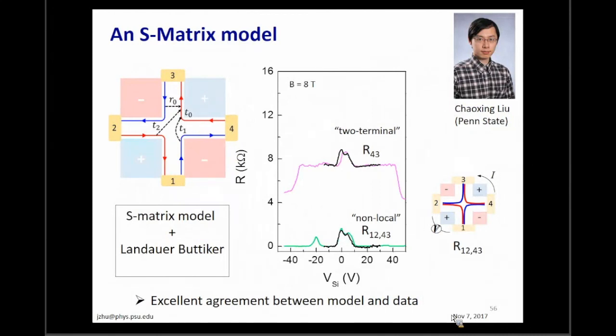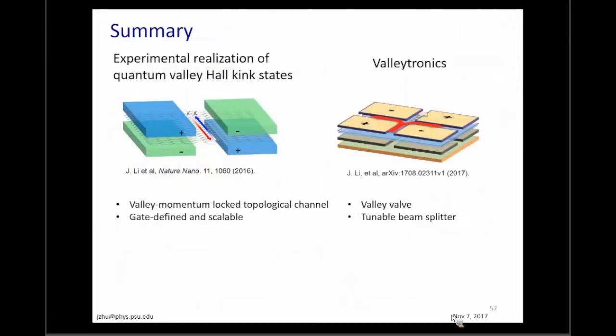On theory, we have a colleague, Chao-Xin Liu, in our department who helped us with explaining what's going on. He developed an S-matrix model, and that together with Landauer-Büttiker, which tells you how 1D states transport, we could understand our experimental data quite well. So I'm actually getting done here.